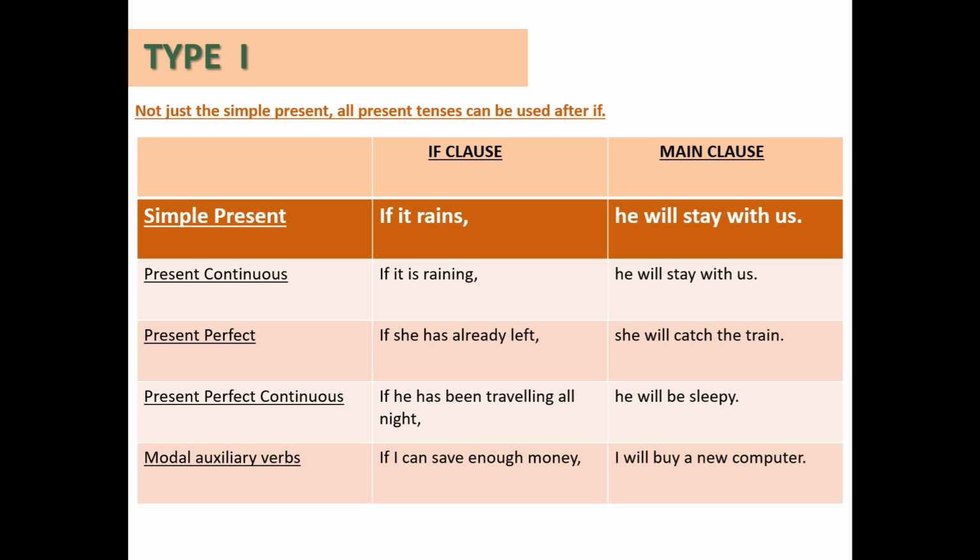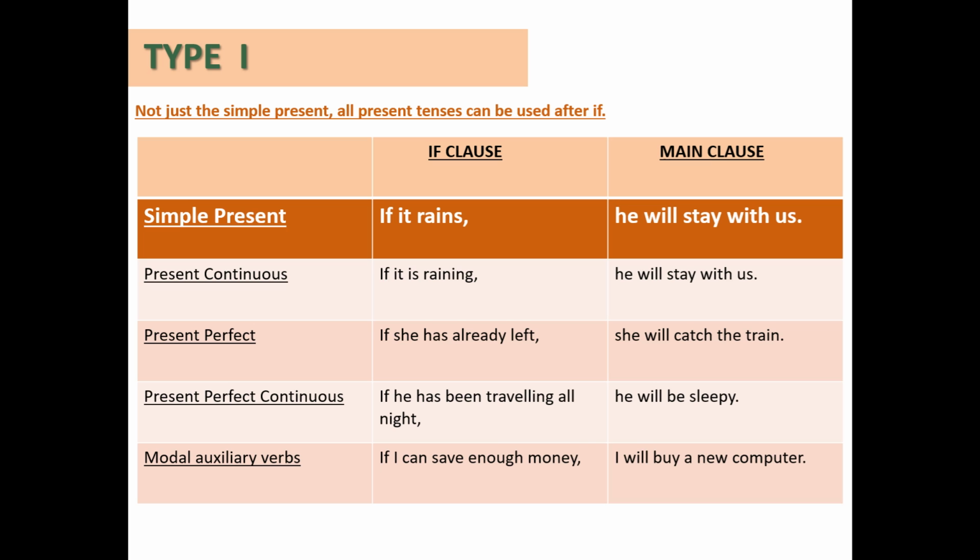Now here the raining is going on, right? The process of raining is going on, that is called continuous tense. In the simple present tense, the rain has not started. Here the condition is, in the first one there is a condition, if it rains, right? But here in continuous tense it is raining, right? So the person is saying that if it is raining he will obviously stay with us.